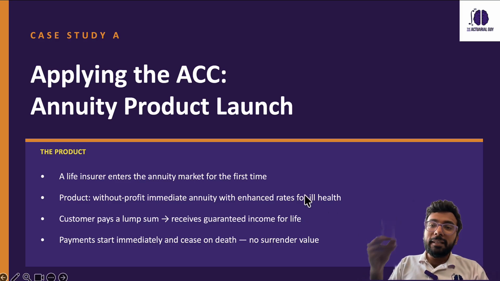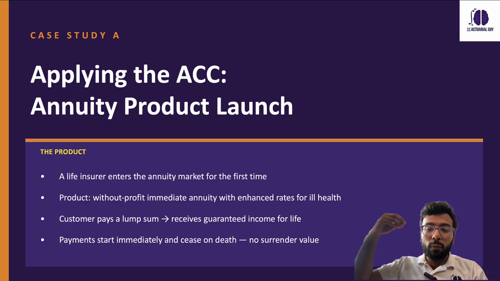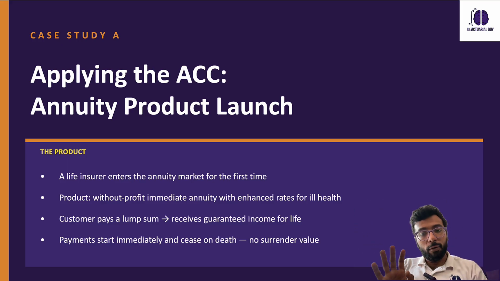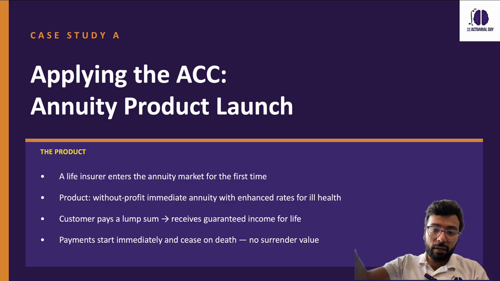So if someone is sick, because you expect them to die very early, you're willing to pay them a higher level of annuity. For the same premium I'll pay you more because I don't have to pay you for very long. If you're expected to live long, I'll be paying you for a very long time, so I won't give you a very high annual payment. But if you are in ill health, I will give you an enhanced rate, which is a higher level of payment, because you're expected to die very soon.